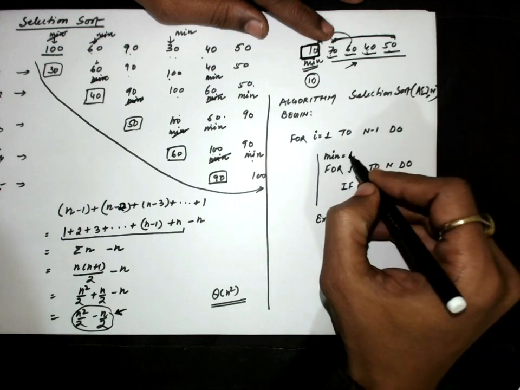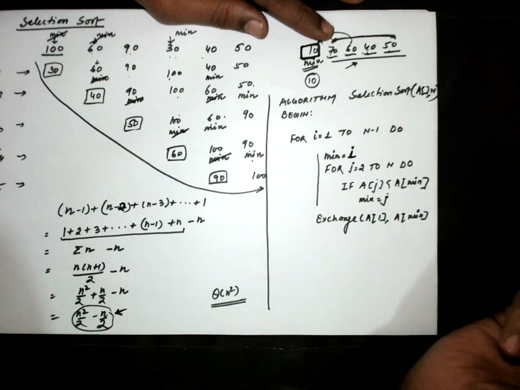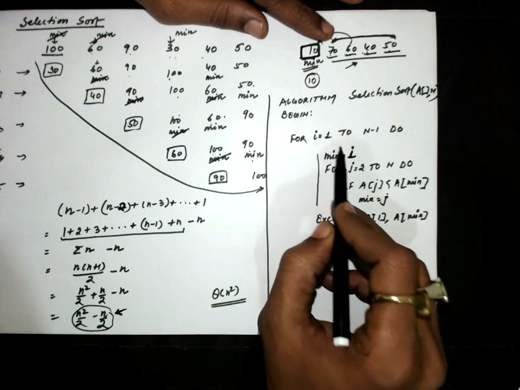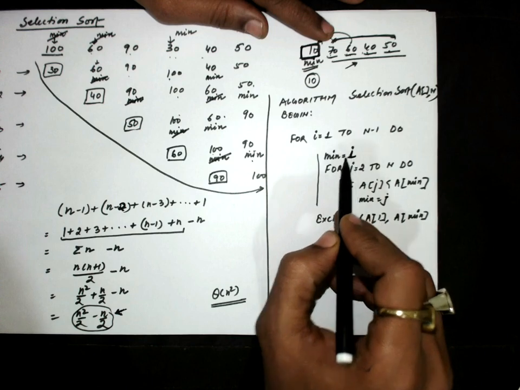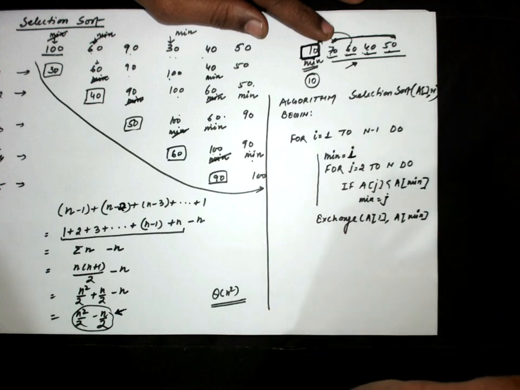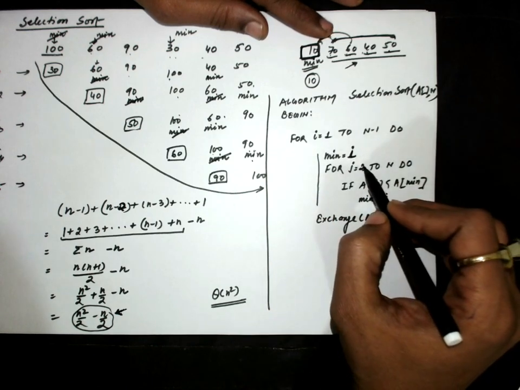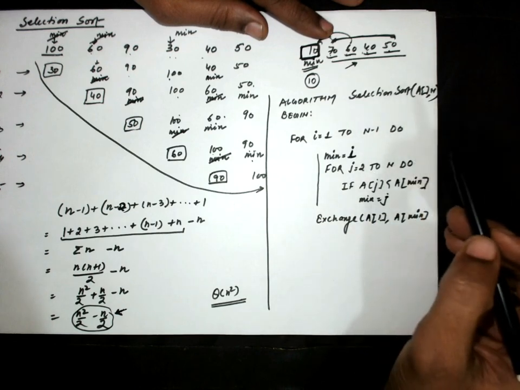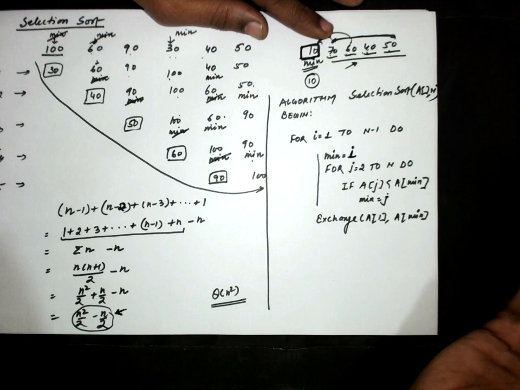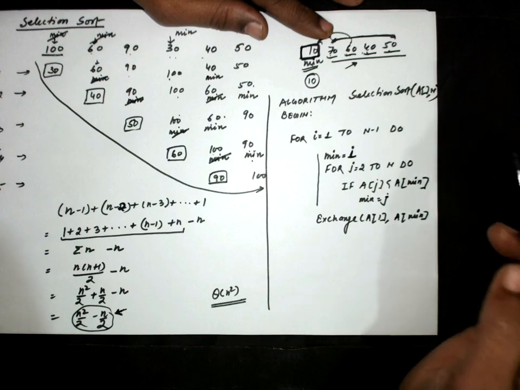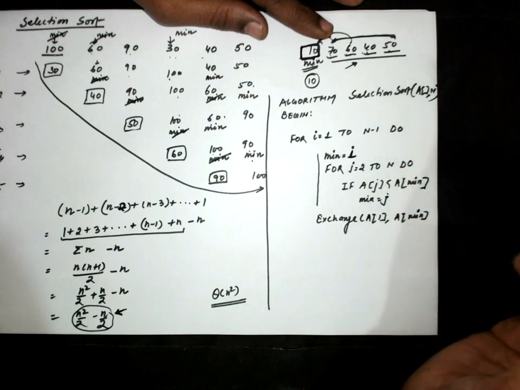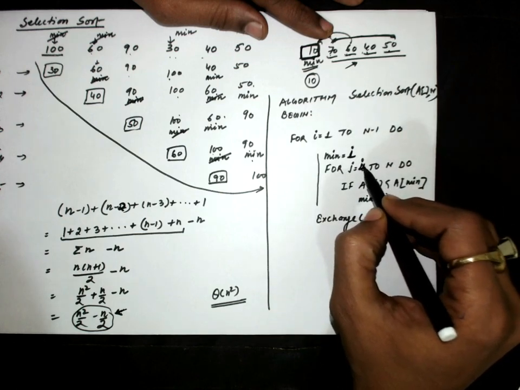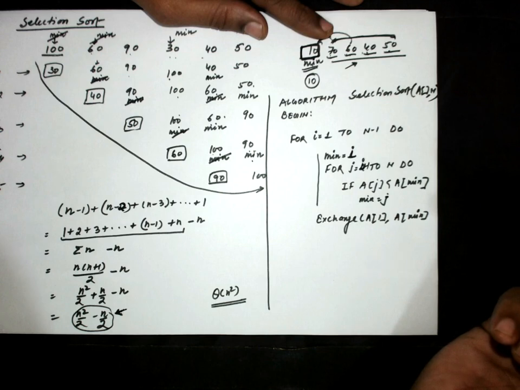element. So minimum equals i. First iteration means i equals 1, second iteration means i equals 2, and accordingly the minimum will be initialized to i. And then the comparison will start from the next element. Meaning if I set the first element as minimum, the comparison starts from the second element. If I set minimum at the second position, then the comparison will start at the third position. So j should start from i plus 1.